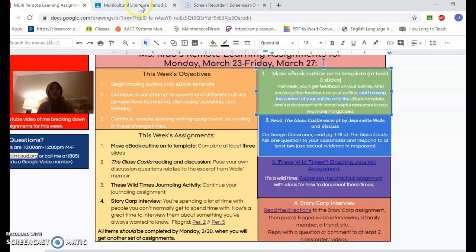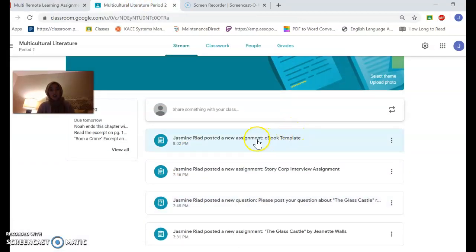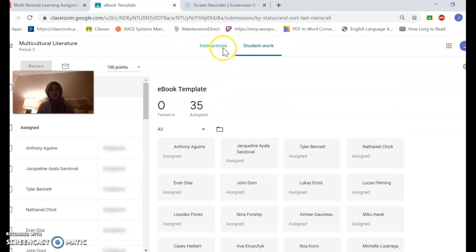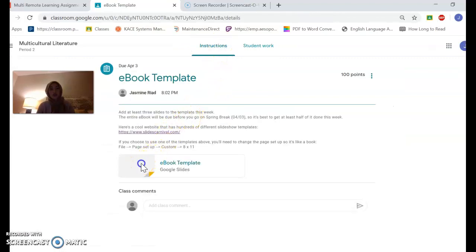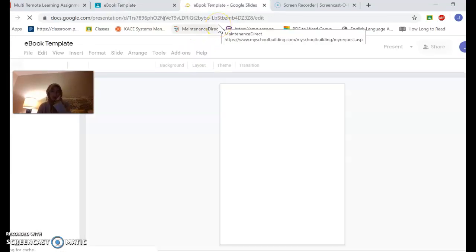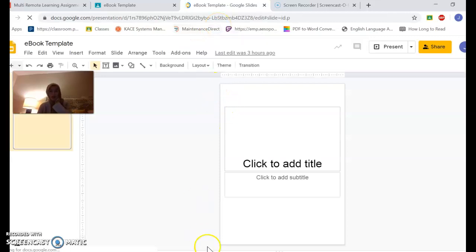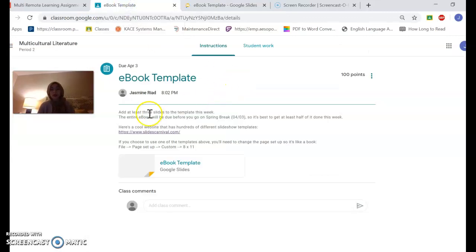So here is the ebook template. It's just a blank Google slide. The one thing that's different about it is that I made it vertical for you so that it looks like a book. The entire ebook is going to be due before you go on spring break on April 3rd. So I would not wait until April 2nd to put it all together. It's best to get at least half of it done this week, a minimum of 3 slides.